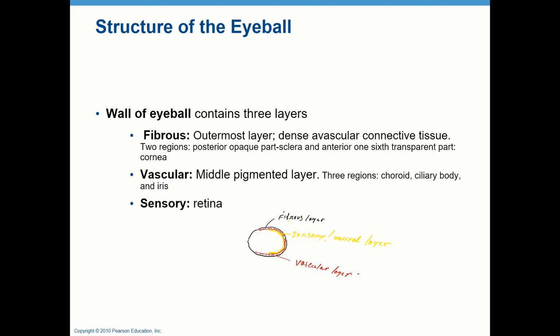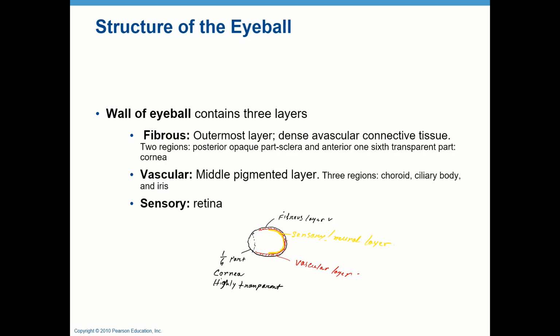Okay, now let's go back to the outer fibrous layer. The outer fibrous layer forms two structures. The most anterior 1/6 part of the fibrous layer is transparent, and that is called the cornea. So the cornea is a part of the fibrous layer, but which part? Most anterior 1/6 part. Highly transparent. So light can easily pass through it without any obstacle.